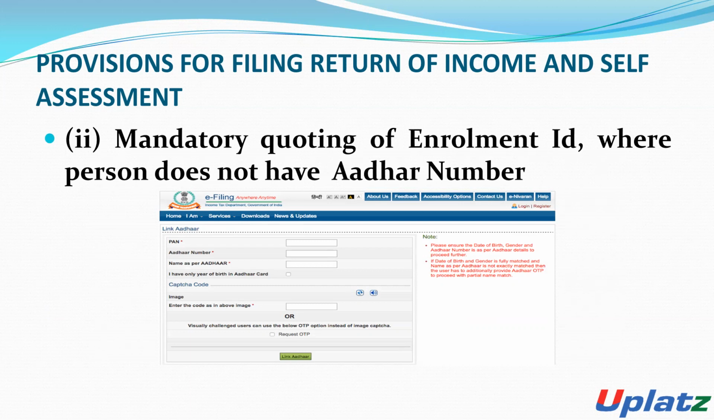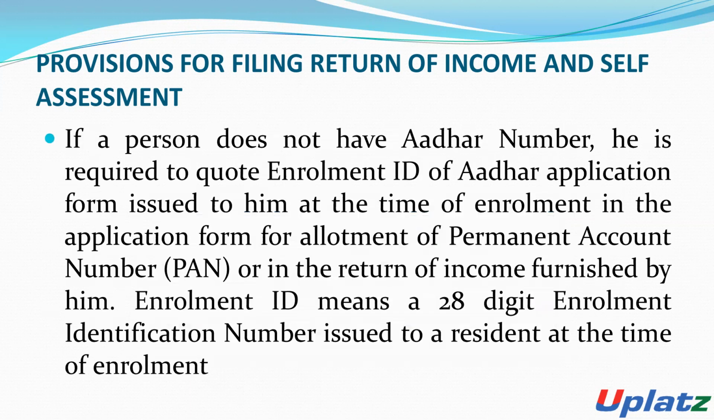Mandatorily quoting of enrollment ID where a person does not have an Aadhaar number. If there is any assessee who has made an application for the Aadhaar, but has not received the Aadhaar number, in this situation he can quote his enrollment number in the place of Aadhaar number, because he has made the application for the Aadhaar but has not received it. He has the enrollment number of the Aadhaar application form, which is issued to him at the time of enrollment.